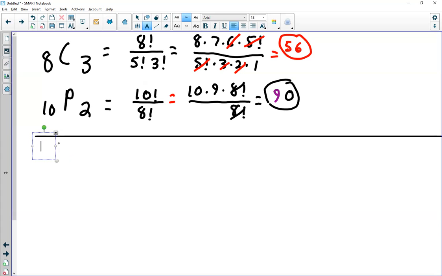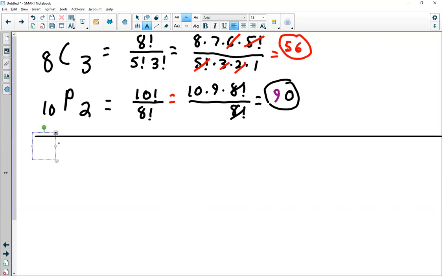Why was the 6 crossed out? Because 3 times 2 is 6. So that's why I just made it a combo. You could have done top divided by bottom, or done them separately and then divided them. That's fine. But since I'm doing this by hand, I'm trying to reduce as much as possible.